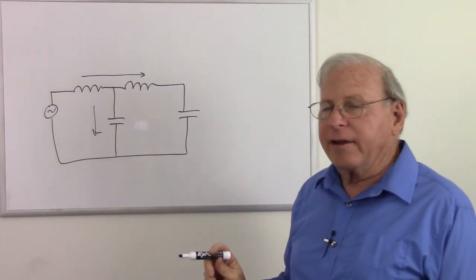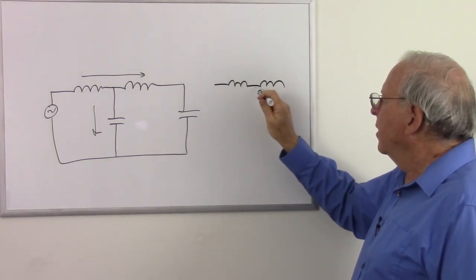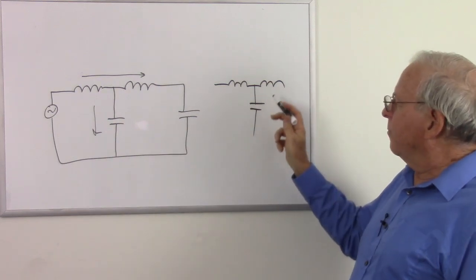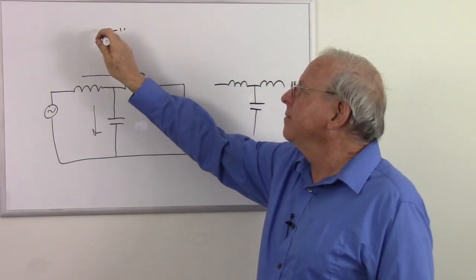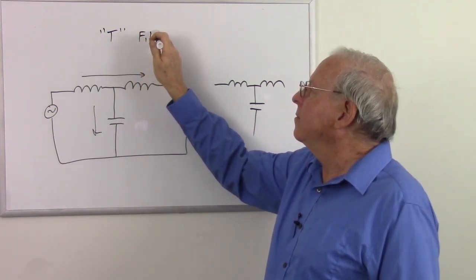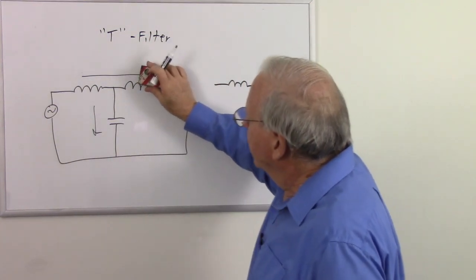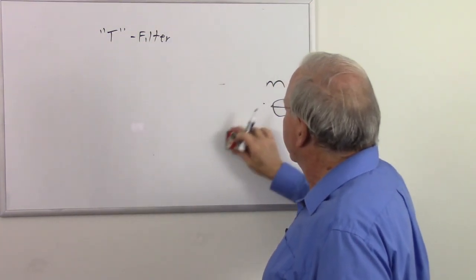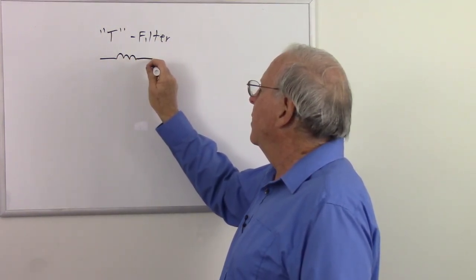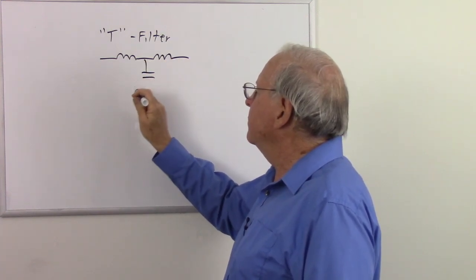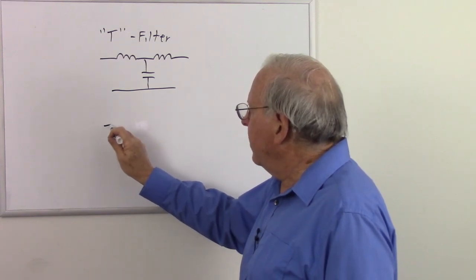And what do you think we might call that kind of filter, since the configuration looks like Boba Fett's face, looks like a letter T. So we call that a T filter. And we can also make a T filter with capacitors. So we swap them around. I'm going to not draw the whole circuit. I'll just draw the components. So there is a low pass T filter, basically. And here comes a high pass T filter.